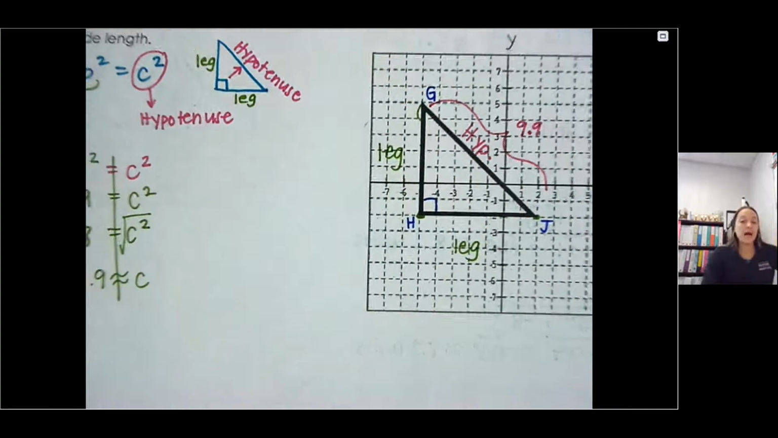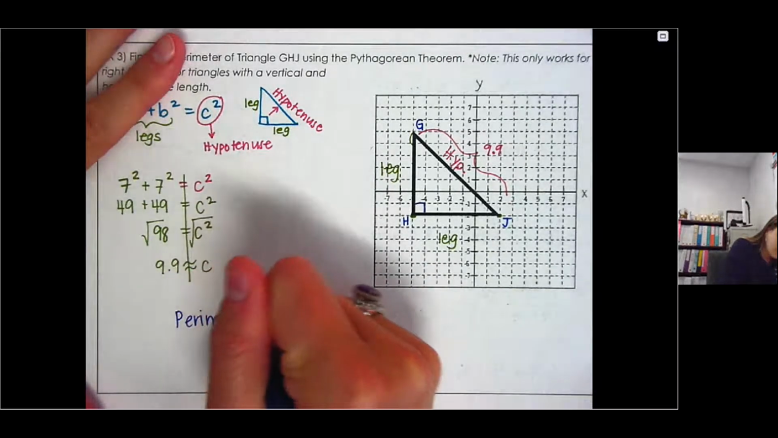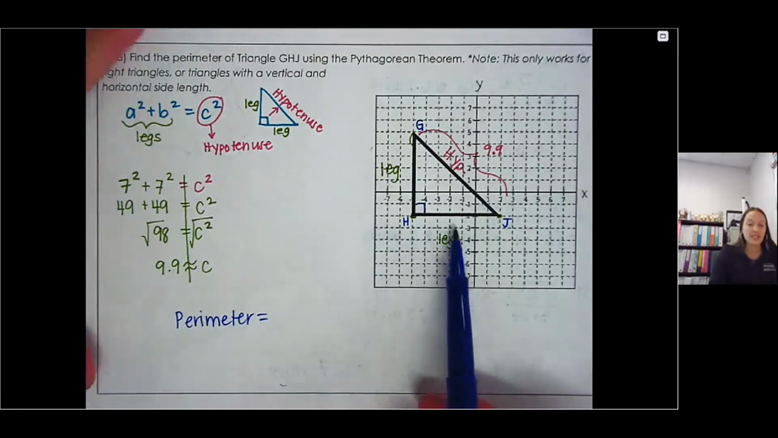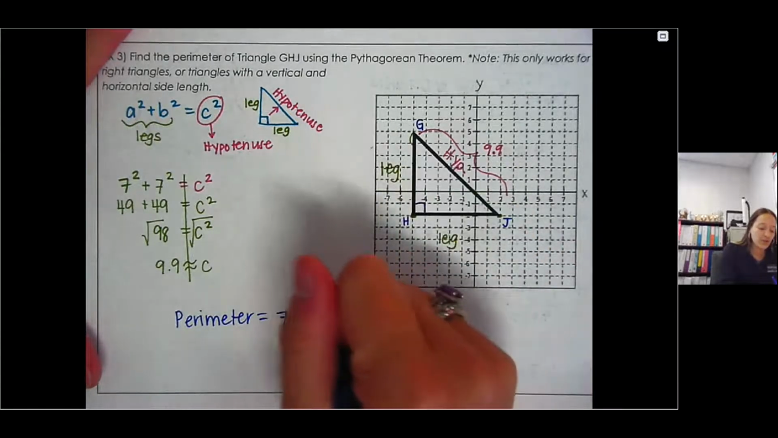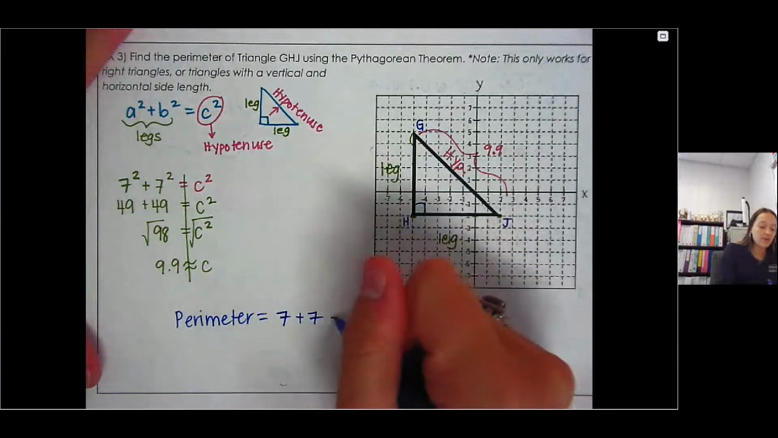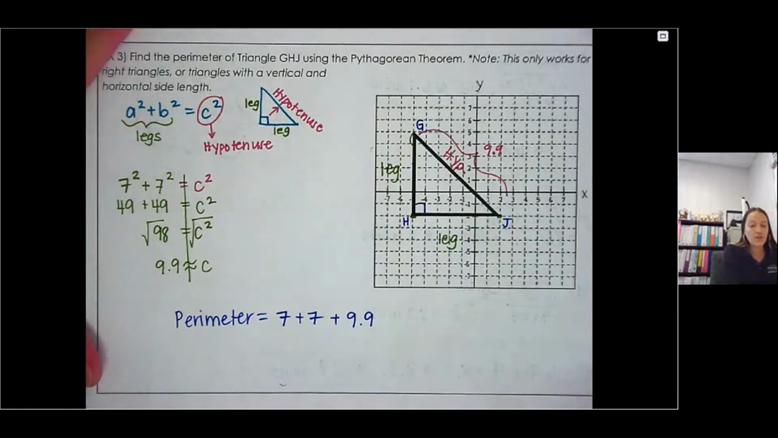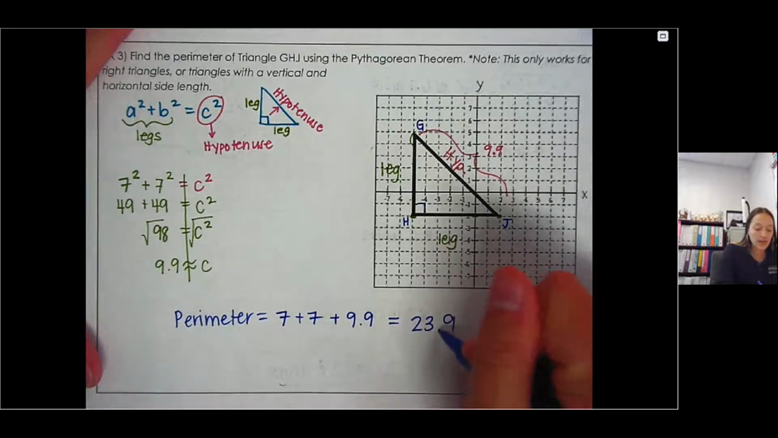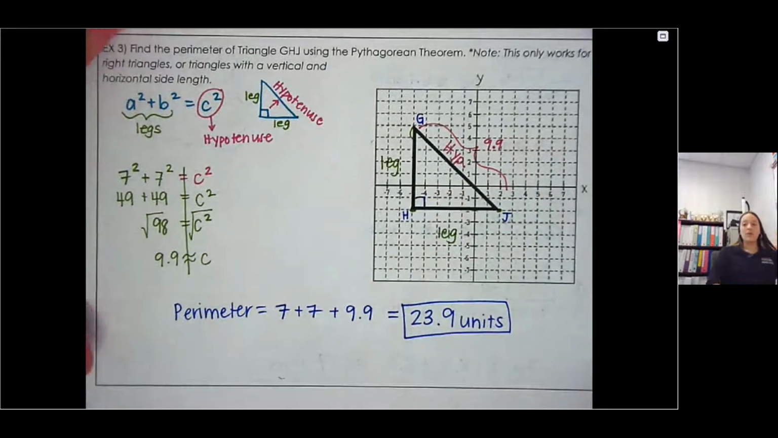So now to find my perimeter, because that's what the question's asking for, I'm going to add together all three of the sides. So I know this leg was worth 7. This leg, G to H, was also worth 7 units. And then my hypotenuse, G to J, was worth 9.9. So if I add those all together, my perimeter is 23.9. And I put units because, again, got to make sure I'm labeling for perimeter. Okay, so there you go.